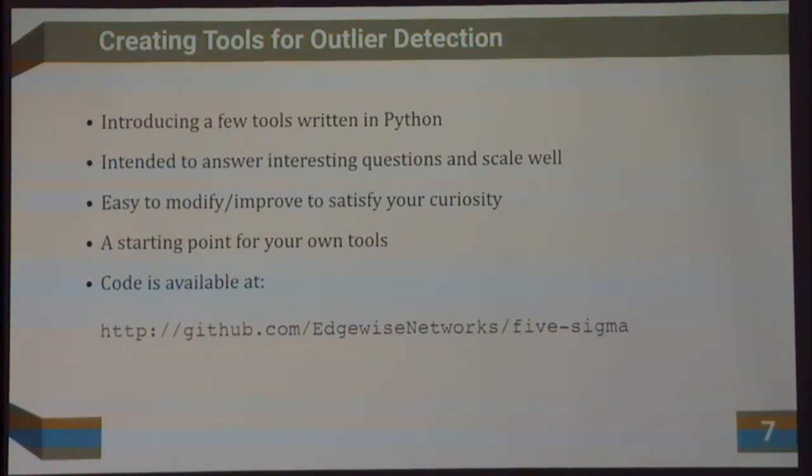I'm going to create four different tools that I'll talk about here to extract particular answers to questions that I have about the randomized net flows I'll be generating. They're intended to answer some questions that at least I find interesting and to scale well. They are also intended to be easy to modify and improve, which they could use, and to play with. Hopefully, if you're interested in this sort of thing, you can use them, make them better, and use them to answer your own questions. The code is available at the GitHub repo on the screen. It'll also appear at the end of the talk, so you don't have to take pictures of it right now if you don't want to.